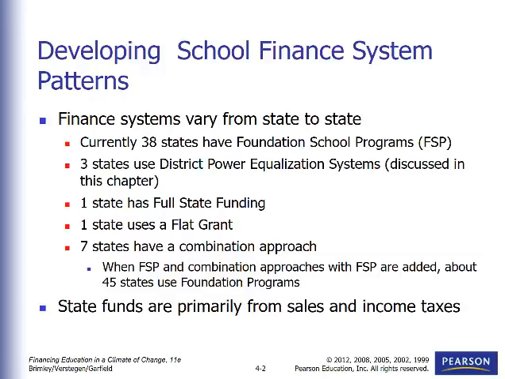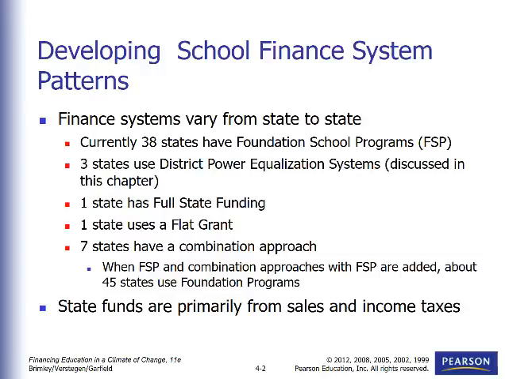38 states have some form of foundation school programs. We have part of that foundation program in the Oklahoma formula. As you know, you're going to work on looking at foundation aid that is given. 3 states use what's called the district power equalization system, and we will look at that on the next couple of slides. There are some issues with that system.